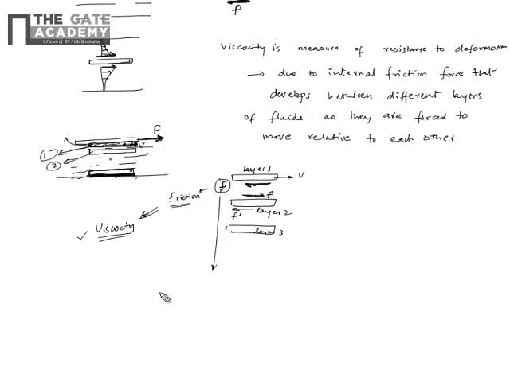So like that the velocity will go down. Layer 3 will try to slow down layer 2, and layer 2 will try to slow down layer 1. So that is what happens. All this is because of the internal friction, and that property of the fluid is called viscosity.